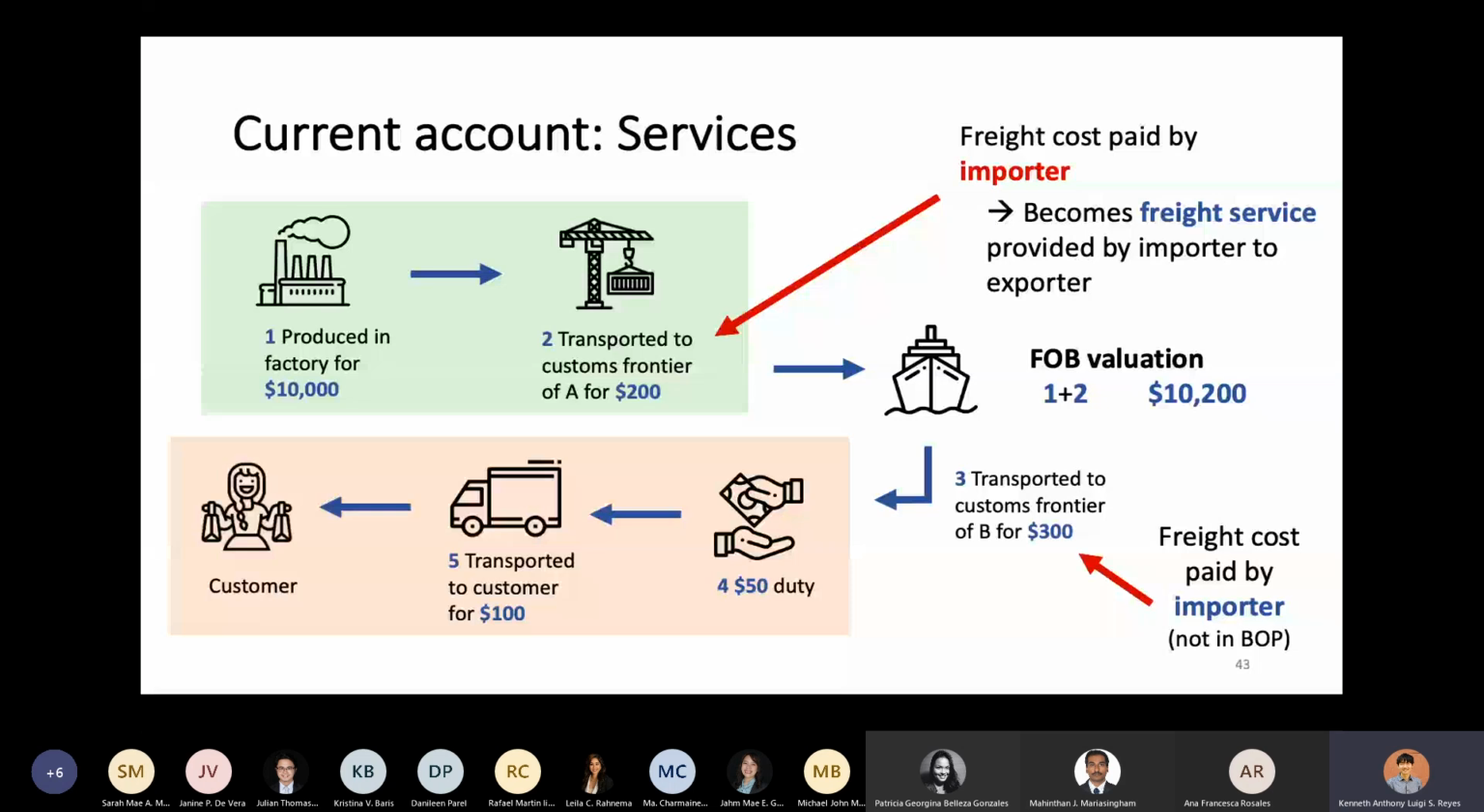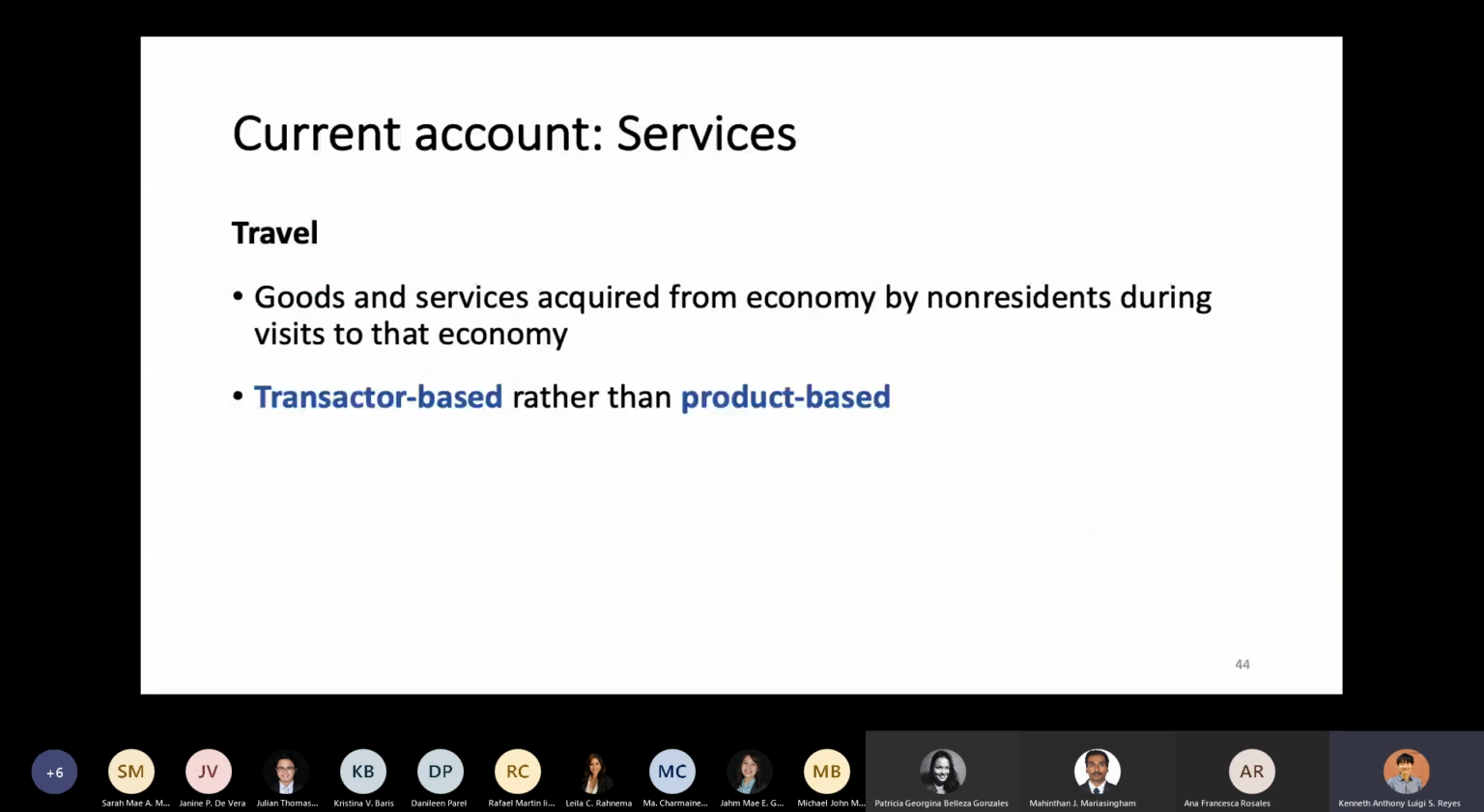This is transactor-based rather than product-based. So the general rule does not have any limit to length of stay, as long as there is, of course, no change in residence. It can be classified by business or personal travel.